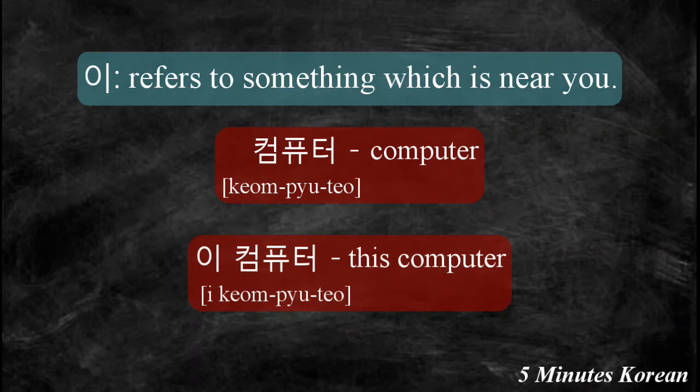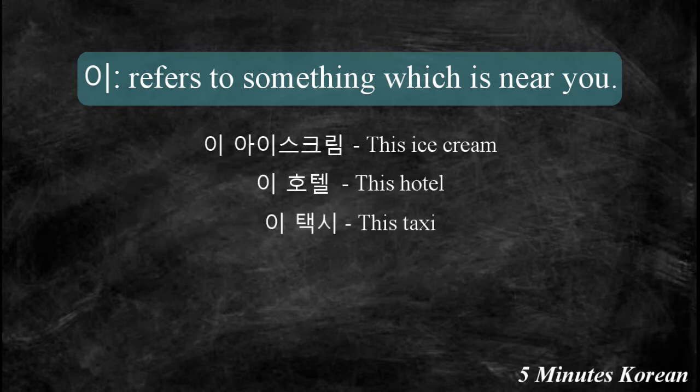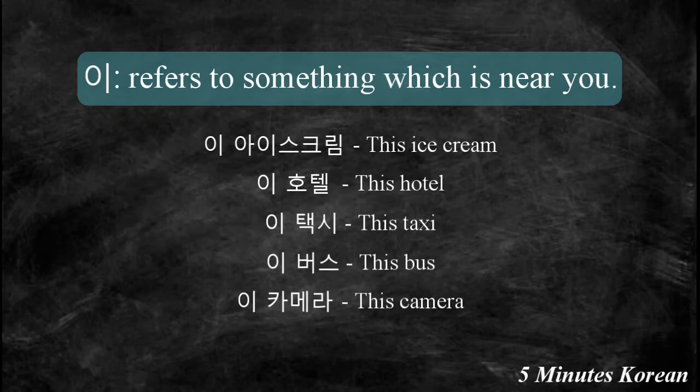Excellent. Now you know how to say this something. So, for example, if you want to say this ice cream. 이 아이스크림. This hotel. 이 호텔. This taxi. 이 택시. This bus. 이 버스. This camera. 이 카메라. And one last example. This pizza. 이 피자. 네. Okay. So everyone, remember that this as a modifier is 이 in Korean. 이.